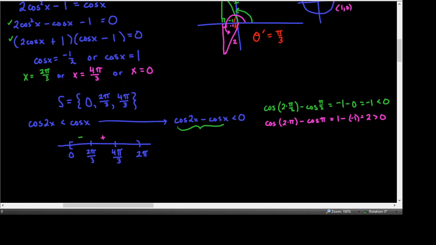Okay, something between 4 pi over 3 and 2 pi. Let's use 3 pi over 2. So cosine of 2 times 3 pi over 2 minus cosine of 3 pi over 2. 2 times 3 pi over 2 is 3 pi. 3 pi is coterminal with pi, so the cosine of that is -1. Cosine of 3 pi is -1, minus cosine of 3 pi over 2 is 0. So that is a negative result.